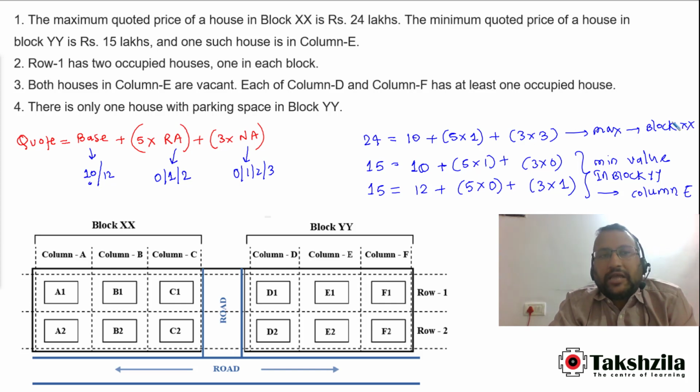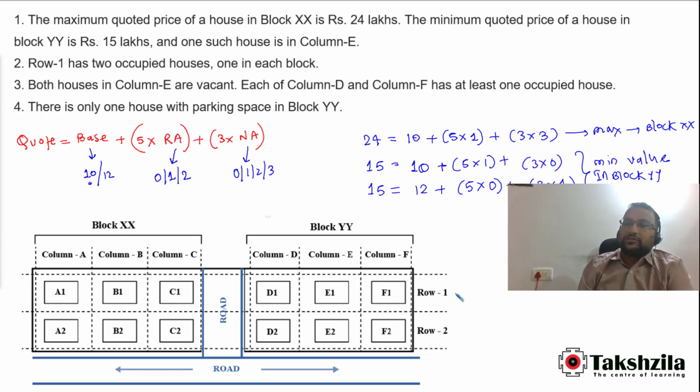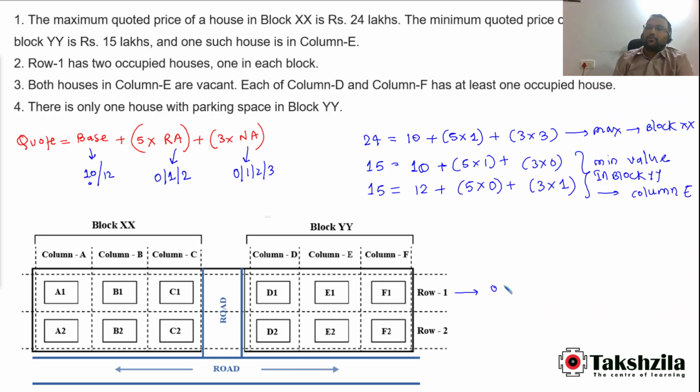The second statement says that row 1 has 2 occupied houses, 1 in each block. In this row 1 there are only 2 occupied houses: in block XX there is 1, and in block YY there is only 1 house. It means there are 2 unoccupied houses in block XX and 2 unoccupied houses in block YY in row 1.